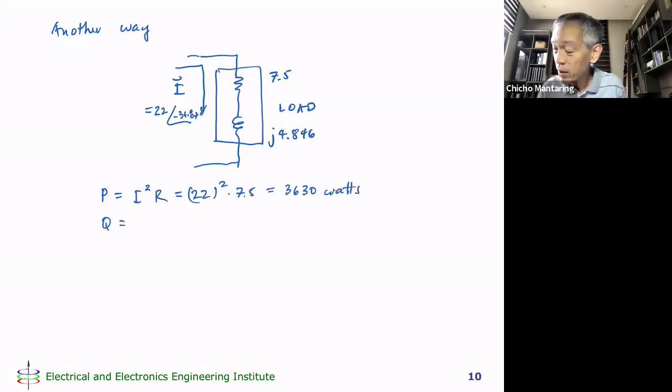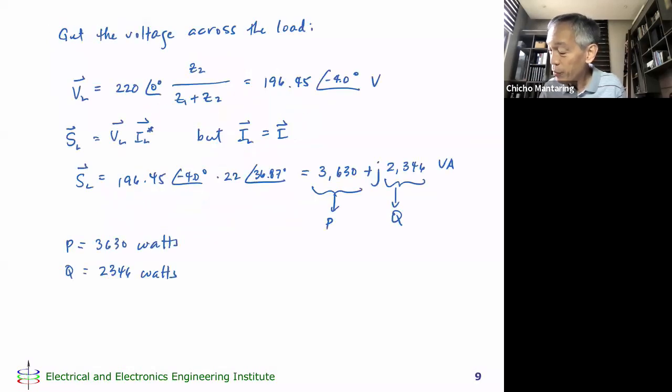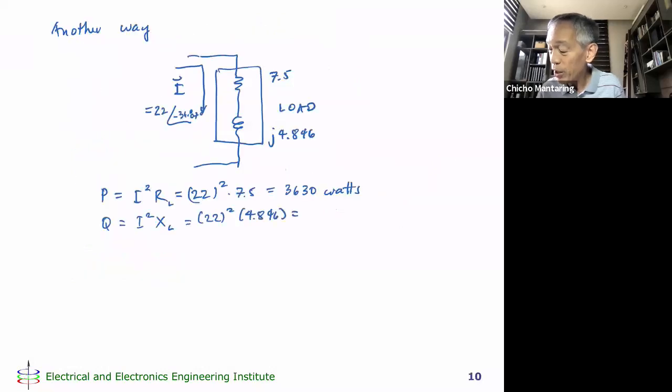And Q will be I squared X sub L. So this is R sub L, X sub L, the resistance of my load and the reactance of my load. So this is 22 squared times 4.846, and that will give me exactly 2346 vars.